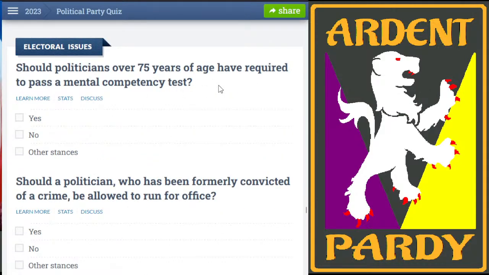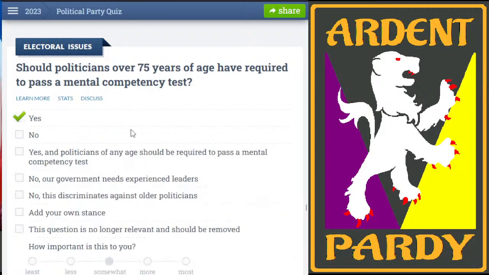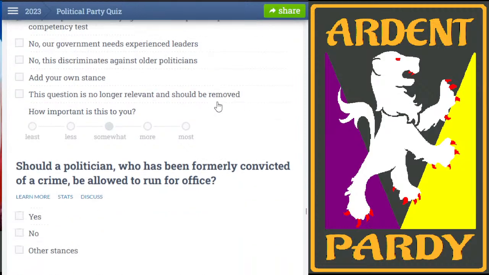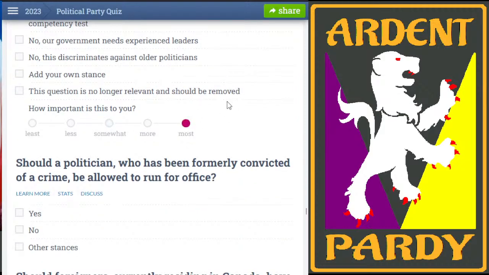Should politicians over 75 years of age be required to pass a mental competency test? I think whoever wrote this question should be required to pass a mental competency test. Yes. Politicians of any age. Yeah, that's not a bad choice. Our government needs experienced leaders. Yeah, like guys who've been in the Senate and politics for 40 plus years and haven't accomplished anything. Yeah, let's go with that. It discriminates against older politicians. Well, we should also discriminate against the childless.